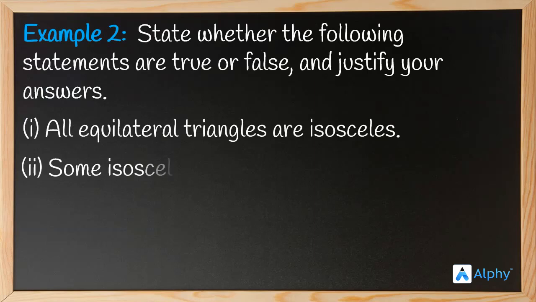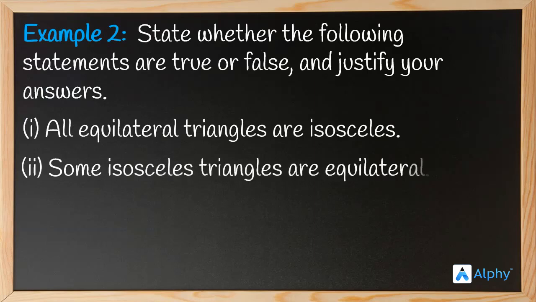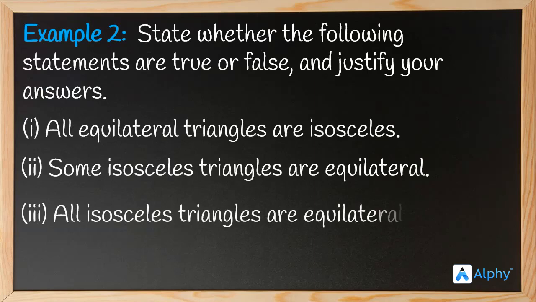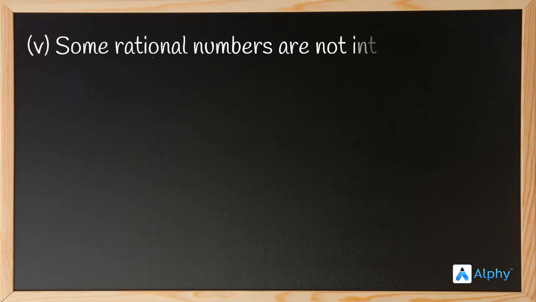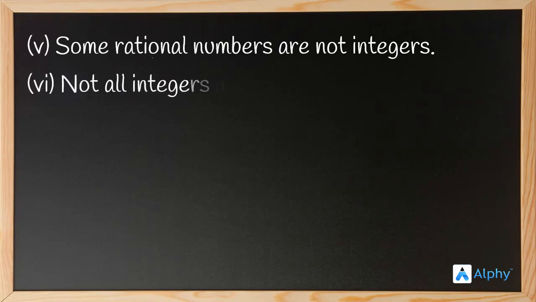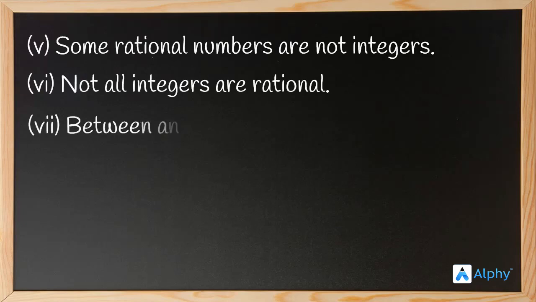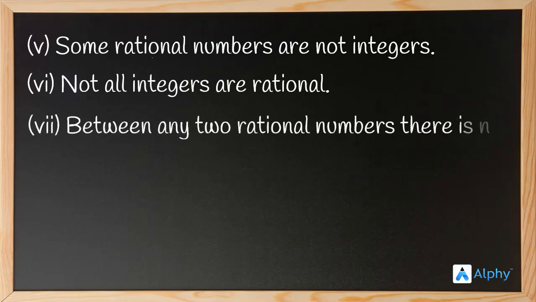Second statement is some isosceles triangles are equilateral. Third, we have all isosceles triangles are equilateral. Fourth, we have some rational numbers are integers. Next, we have some rational numbers are not integers. Then we have not all integers are rational. And lastly, we have between any two rational numbers, there is no rational number.